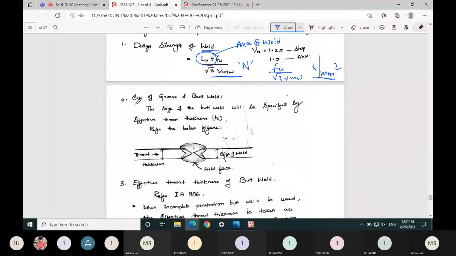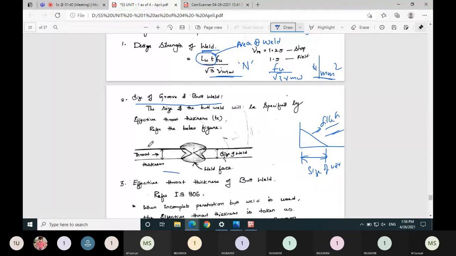Okay. Next, size of the groove or butt weld. So you know what the size of the weld is in case of fillet weld. These are the two plates and this is the fillet weld. Fillet weld from here to here is nothing but the size of weld in case of fillet. So what is the size of weld in case of groove weld or butt weld?